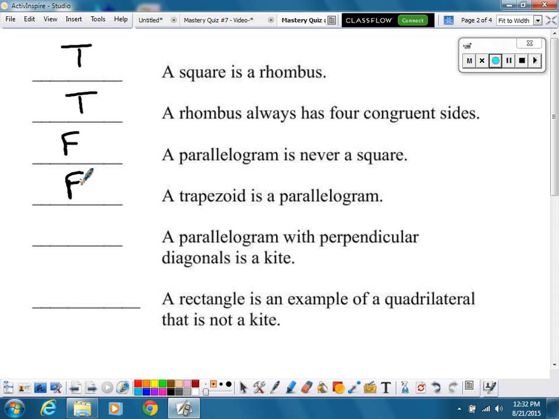Next, a parallelogram with perpendicular diagonals is a kite. Well, it could be, because in a kite, yes, indeed, the diagonals are perpendicular, but they are also perpendicular in a rhombus. So this would have to be a false answer. It's not always going to have to be a kite. It could be another shape. Next, a rectangle is an example of a quadrilateral that is not a kite. That is true. A rectangle is not a kite.